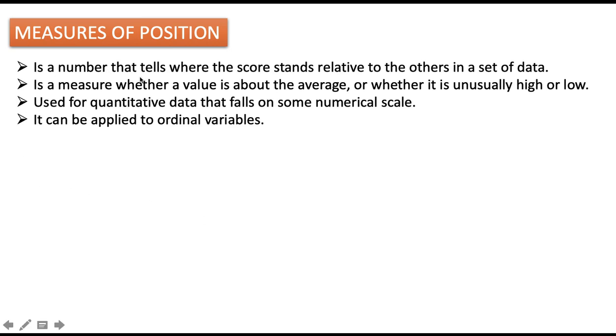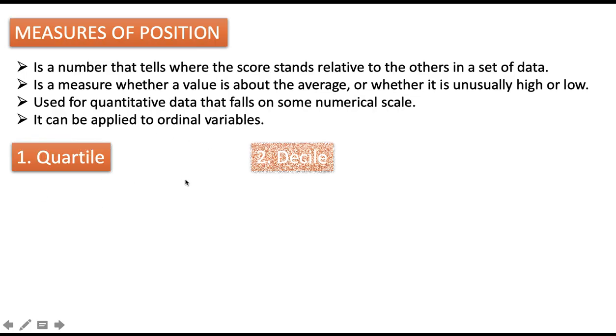Measures of position is a number that tells where the score stands relative to the others in a set of data. It is a measure of whether a value is about the average or whether it is unusually high or low. It is used for quantitative data that falls on some numerical scale, and this can be applied to ordinal variables. This includes quartile, decile, and percentile.